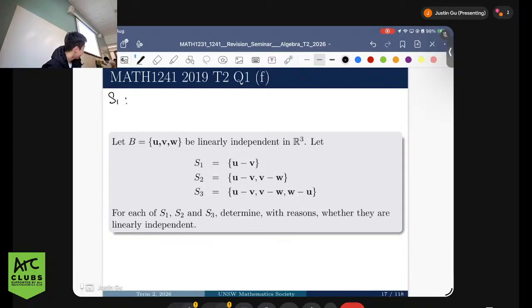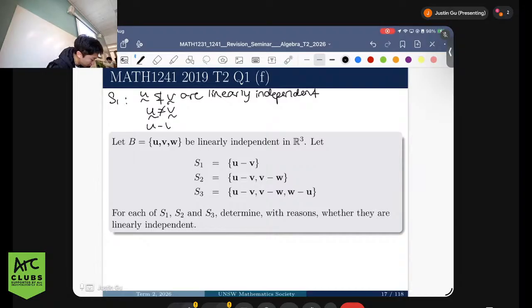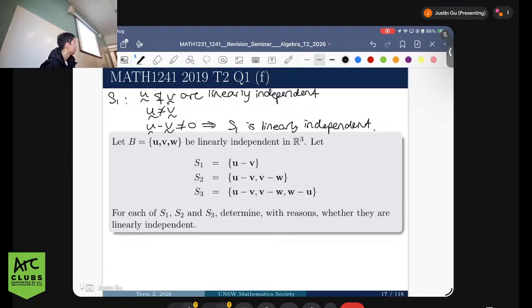Yeah, so we know that U and V are linearly independent. So therefore U is not equal to V. So therefore U minus V is not equal to 0. And so this means that S1 is linearly independent by the definition which I just said. Any questions on S1? It's kind of just using the definition.